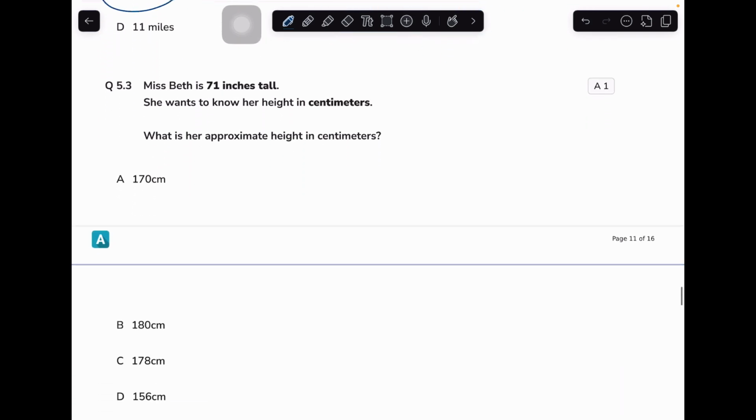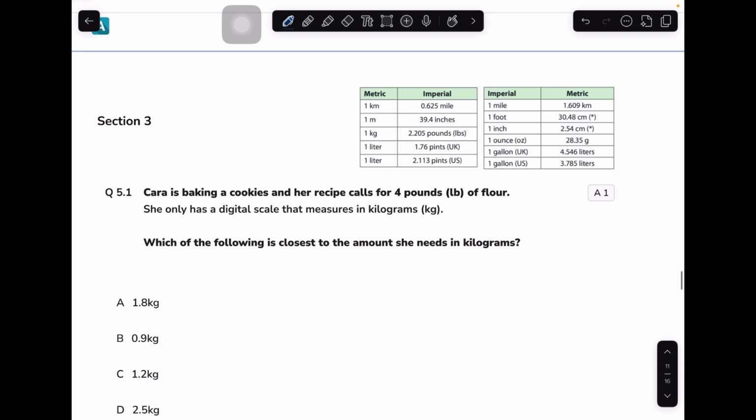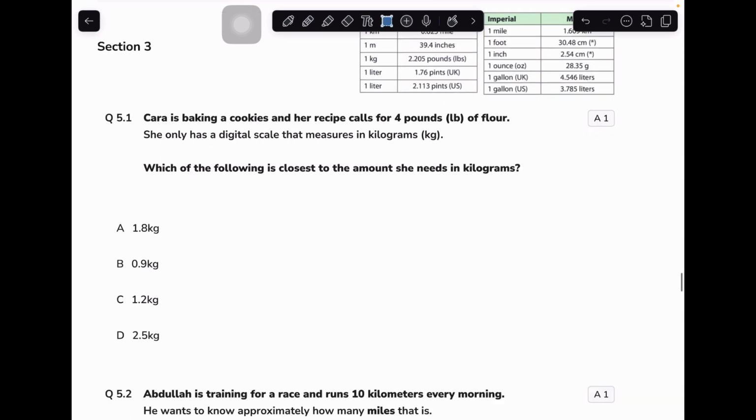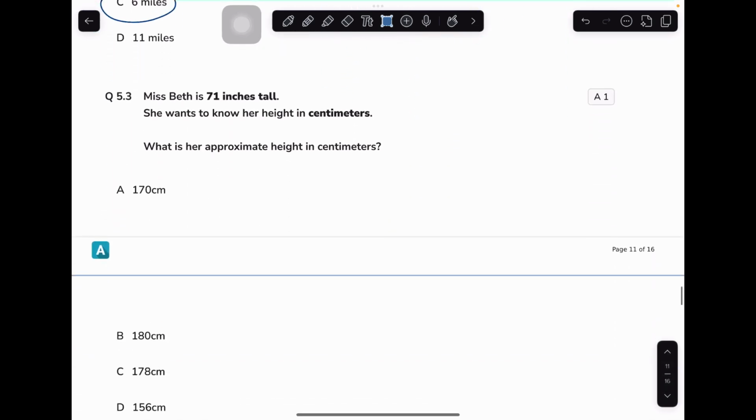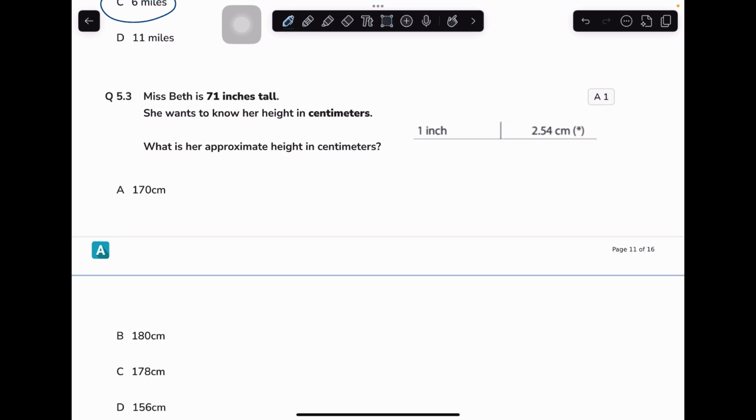I am 71 inches tall. I want to know my height in centimeters. What is the approximate height? Okay, so again, back to your conversion table. We are changing inches into centimeters. So I have this here. So 1 inch is 2.54 centimeters. So I want to know what 71 inches is.